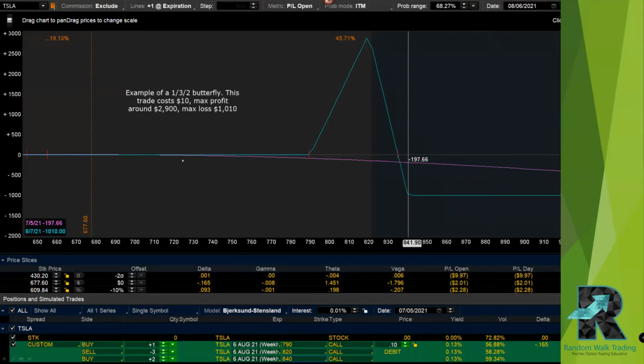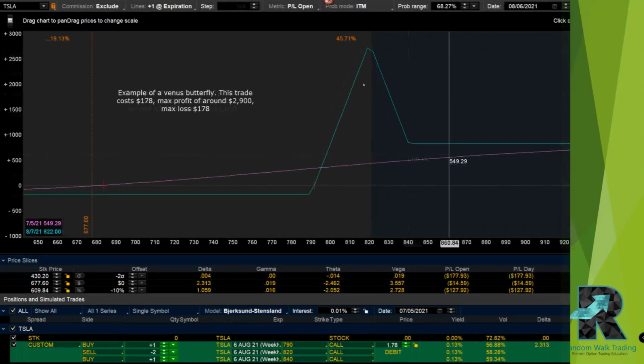And another scenario here is the 1-3-2 butterfly that we talked about. So in this case, it costs $10. And again, pretty similar risk reward. We can make $2,900, and we can also lose $1,000.